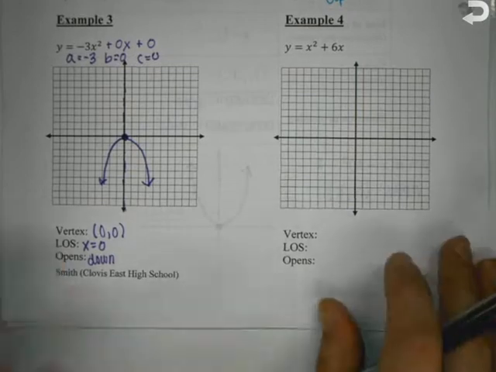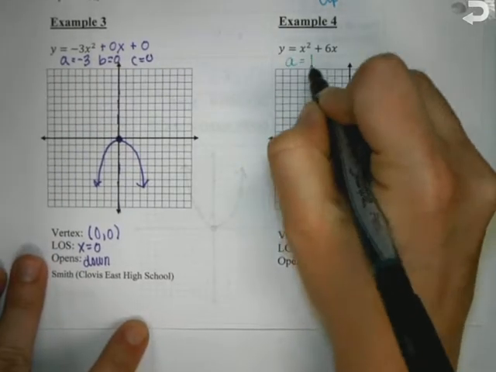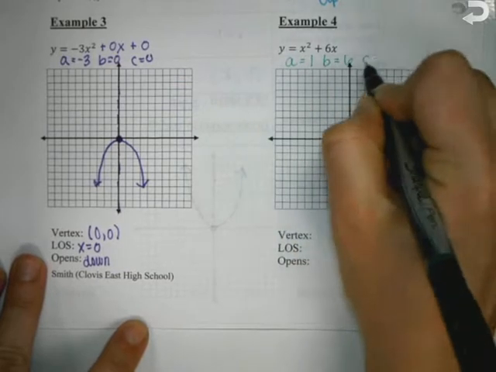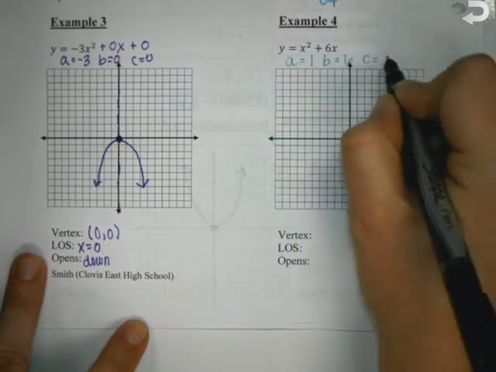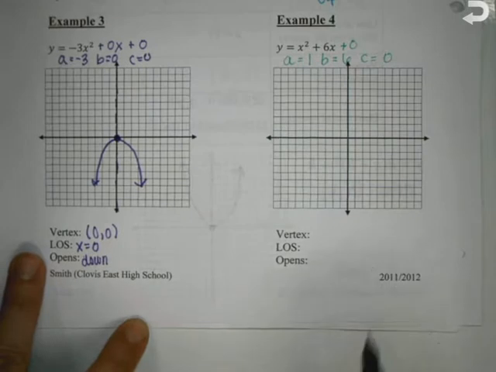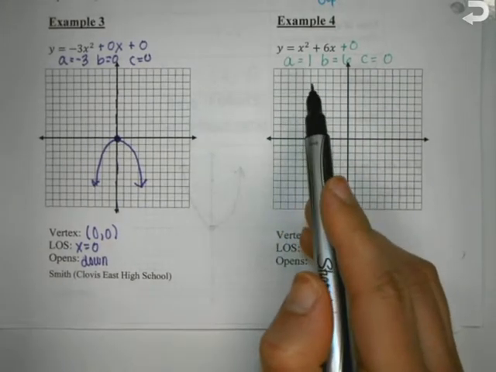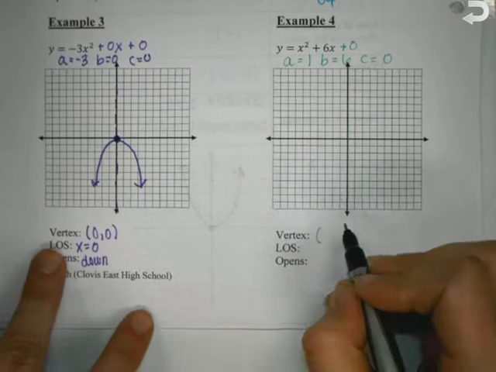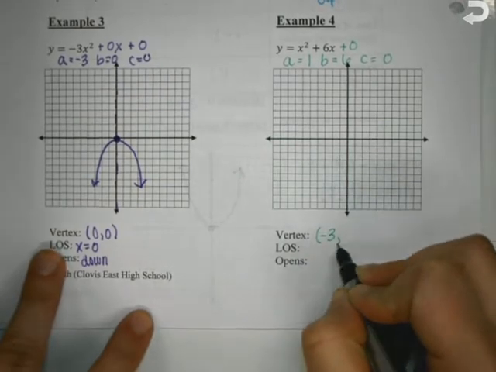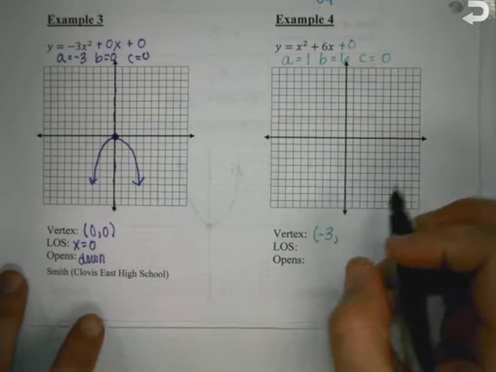Okay, what about number 4, the last one? In this case, A was what? 1. B was 6, and C was not there, so it was 0. So it's the same thing as writing plus 0 at the end. So when you plugged A into -b over 2A, what did you get for x? -3. And when you plug -3 all the way back in, what did you get for y? -9. Good. Okay, so we should graph that one.